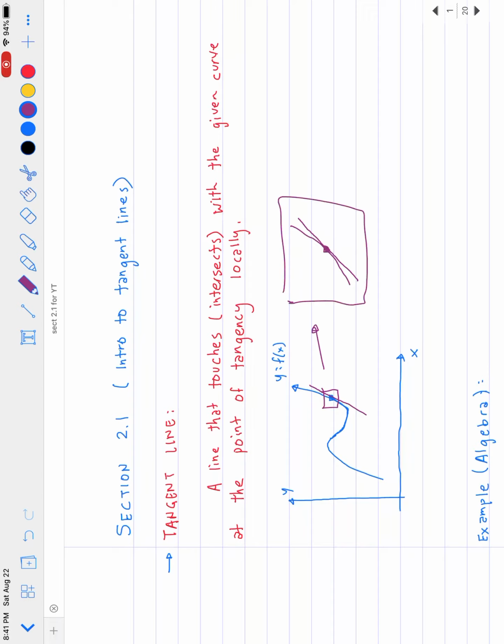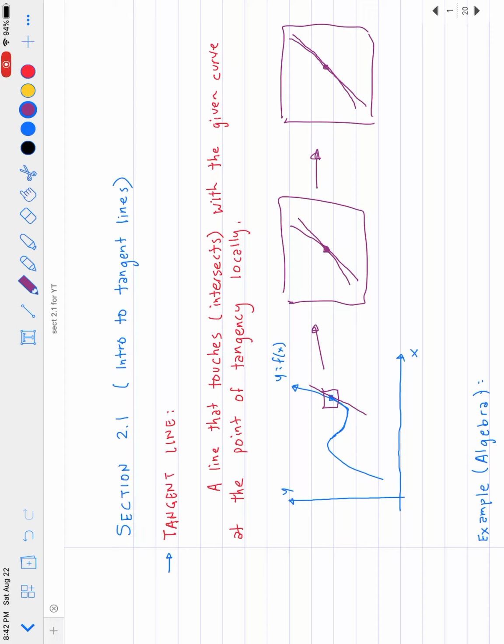And if I take that picture and blow it up even further, one would even say that the curve, if magnified enough, is almost exactly the same as the tangent line. But nonetheless, it's still going to touch at only one single point locally and nowhere else.